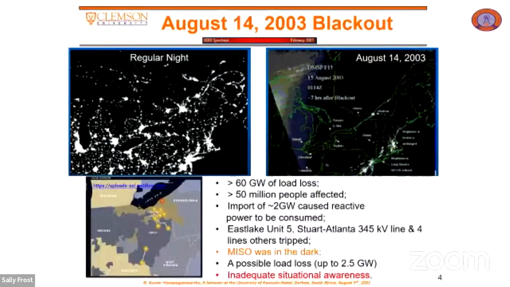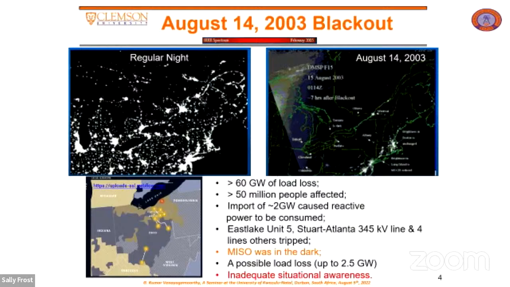So I always talk about the 2003 blackout because it's a very good example of how the traditional power system collapsed in the United States, the North American power system, which is known as the single largest machine ever built by man, and it still stands today. Of course, maybe the internet has now overtaken it. Over 60 gigawatts of load was lost during that blackout, more than 50 million people affected.